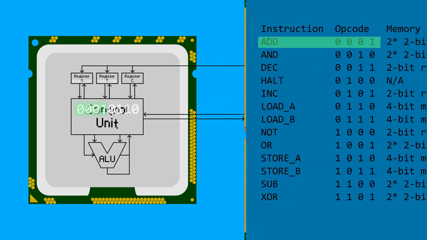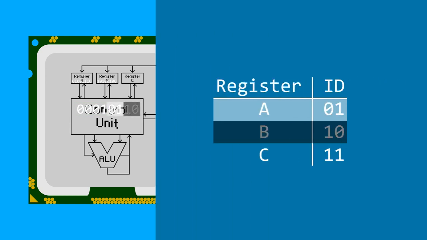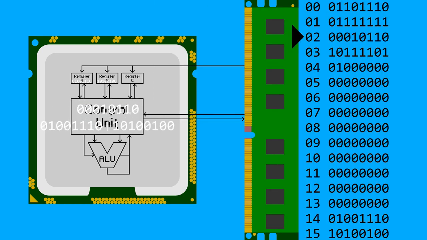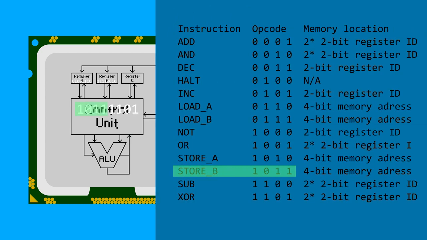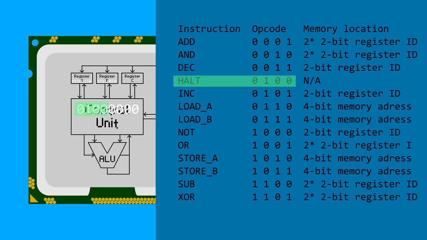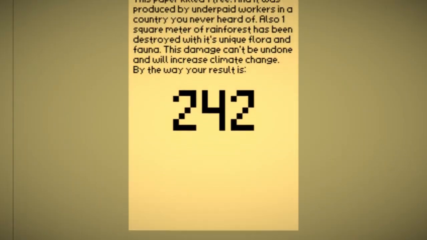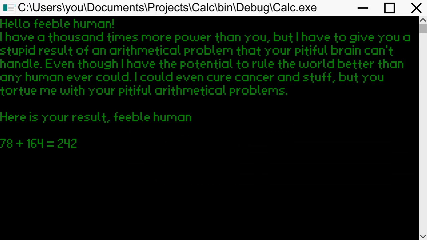Now our control unit understands an add instruction and adds the two registers with the IDs 01 and 10. Our results get stored in the second register, and B now holds 11110010. Next, the store B instruction is being executed, and memory location 13 now stores 11110010 or 242 in decimal. Now the control unit gets the halt instruction and stops our program. In the early days, results were printed on paper, but today they are displayed in a console or even a GUI.